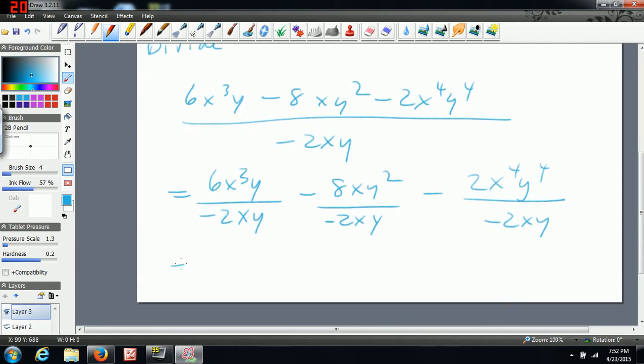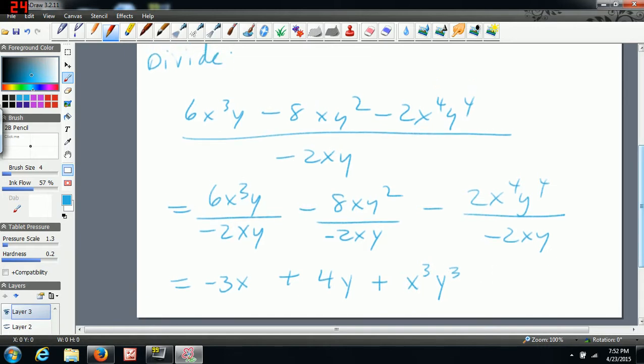Okay, now we go ahead and divide. So 6 divided by negative 2 is negative 3. X cubed divided by x to the 1 is x to the 2, and the y's cancel. This becomes a plus. 2 negatives become positive. 4, the x's cancel, and you're left with y. This becomes positive 1. X to the 4 divided by x is just x to the 3, and then y to the 4 divided by y to the 1 is just y to the 3. Okay, so that's how you would do that example.